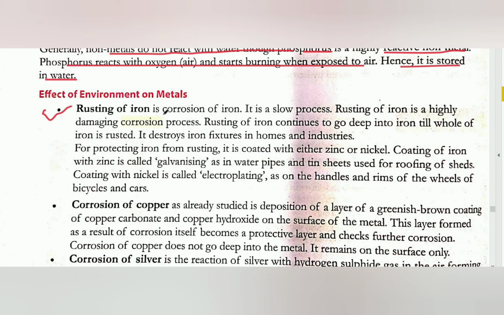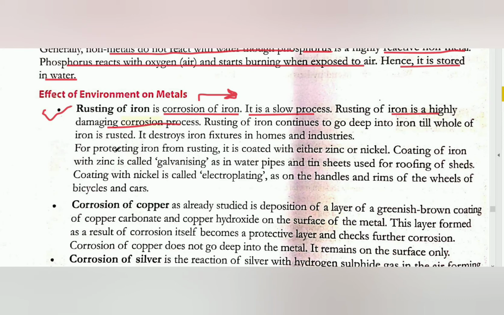Particularly, rusting of iron is the corrosion of iron. Corrosion means eating away of the iron metal. Or we can say rusting is the process in which metal gets damaged, particularly iron. It is a slow process. Rusting of iron is a highly damaging corrosion process. Rusting continues and goes deep into the iron till the whole of the iron is rusted. So it destroys the iron which is in our homes or in industries.